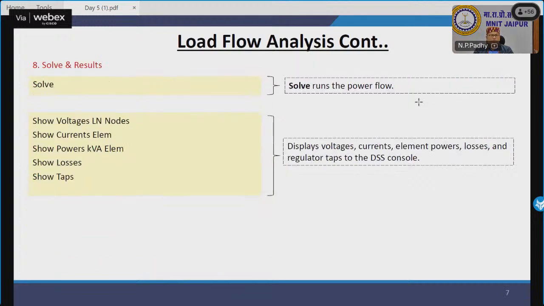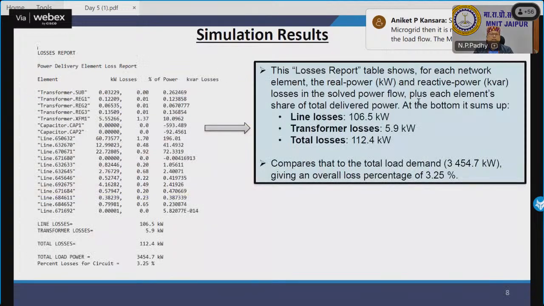Then finally, you reach the solve point. Solve. Then show voltages LN nodes, show currents, show power kVA, show losses, show taps. It displays voltage, current, element power, losses, and regulator taps in the DSS console. So everything you can download. All right, so this is how it is expected.